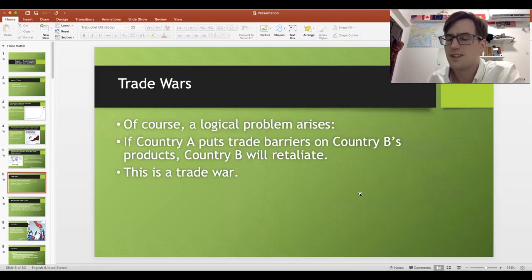Of course, this leads to a logical problem. If country A puts trade barriers on country B's products, country B will retaliate. This is a trade war, and it was the normal state of affairs during the mercantilist era.